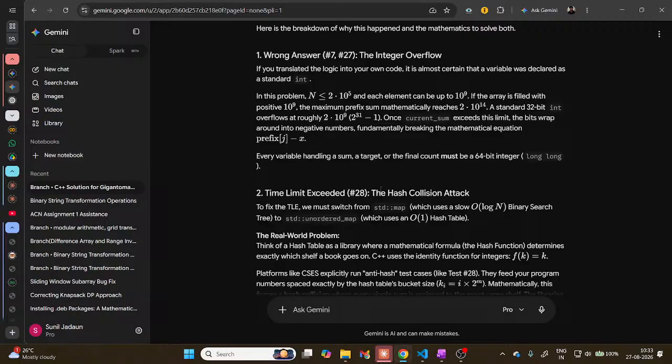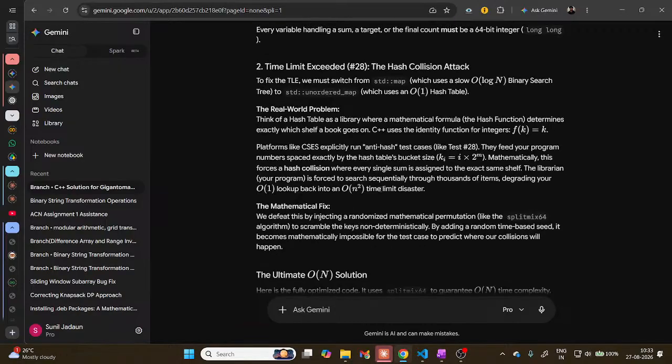Okay, the TLE, the hash collision attack. This is the unordered map, which uses the order one hash table, unlike the map, which uses the slow log n binary search tree. Think of a hash table as a library where a mathematical formula or function determines exactly where to map the identity function for integer k equal to k.